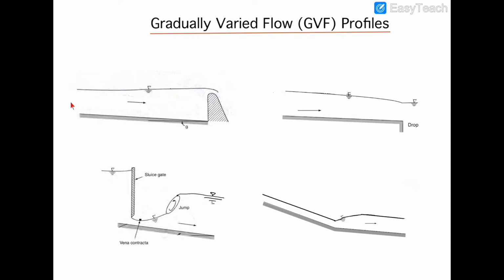In this figure, the GVF profile is produced due to an obstruction like a dam or weir in the channel. In this, the profile is produced due to a sudden drop in the channel bed. Here, it is due to the introduction of a sluice gate. In this case, the profile is produced due to a sudden change in the bed slope in the channel. So this was the brief introduction of GVF profile.